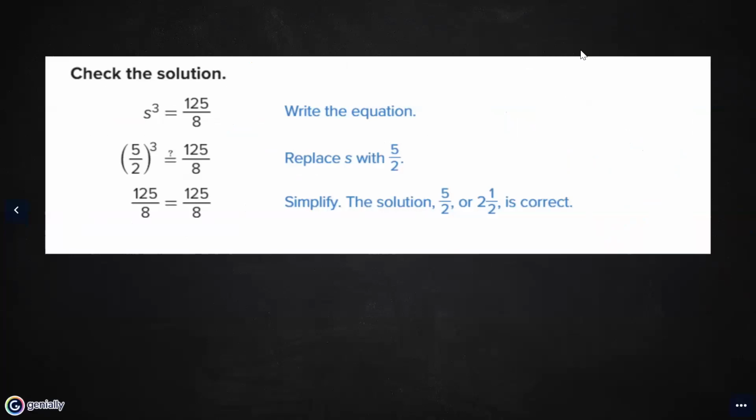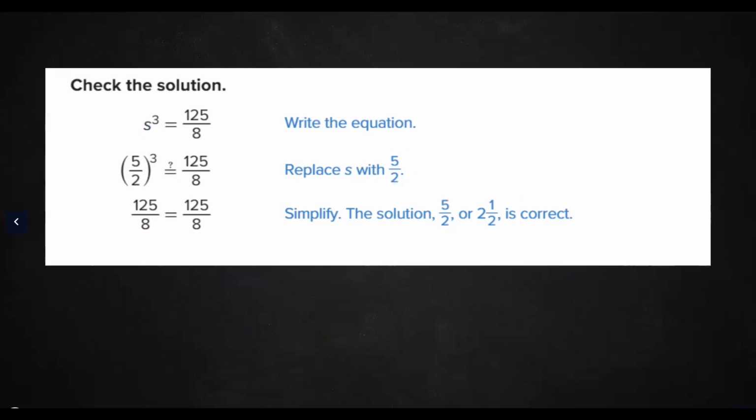We can check the solution. s cubed is equal to 125 over 8. We already know that s is equal to 5 halves, so we only cube that number. Okay, we replace it. The only thing we did was replace the s by what we know is s. Okay, so we cube both the numerator and the denominator. 5 cubed is 125, and 2 cubed is 8. So 125 over 8 is equal to 125 over 8. That's how we check it, right?